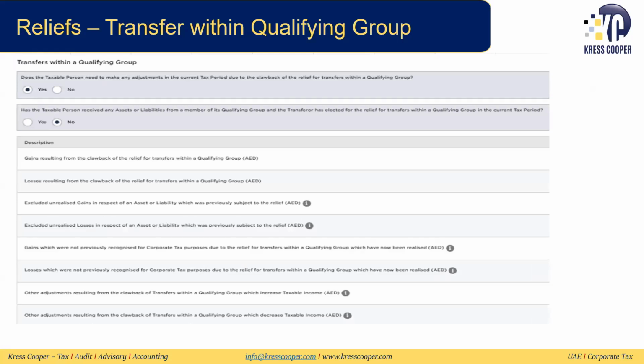And if we have clicked the transfer within a qualifying group as yes and then the second question as no, then these are the questions again. So there are different combinations of what it can be for a taxable person, and it will apply on a case to case basis. But the questions are similar. They're asking what is the gain resulting from the clawback, what are the losses resulting from the clawback, and asking for the assets and liabilities which were previously subject to the relief. So it's asking you to exclude the gains and losses on that, and then exclude the gains which were not previously recognized for corporate tax purposes. Again, these adjustments are from the prior period, so they will not apply to the first tax return.